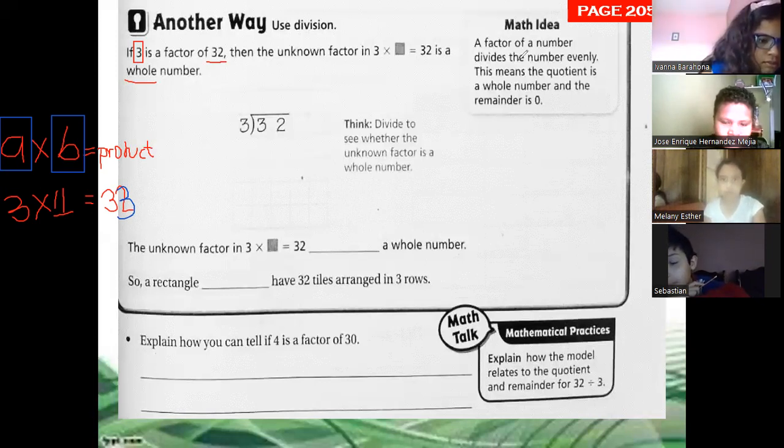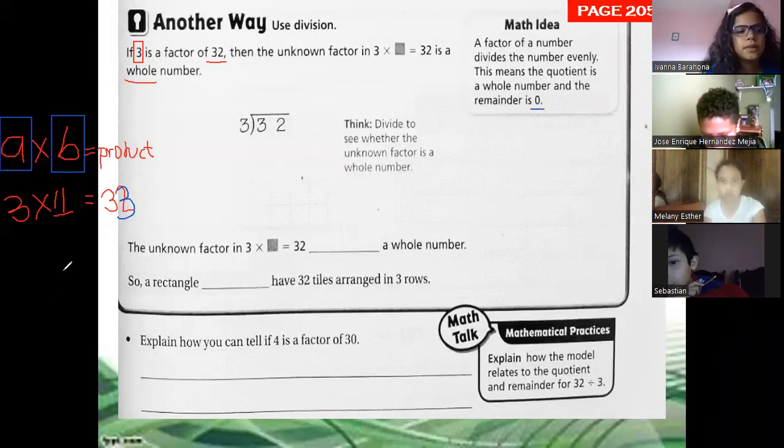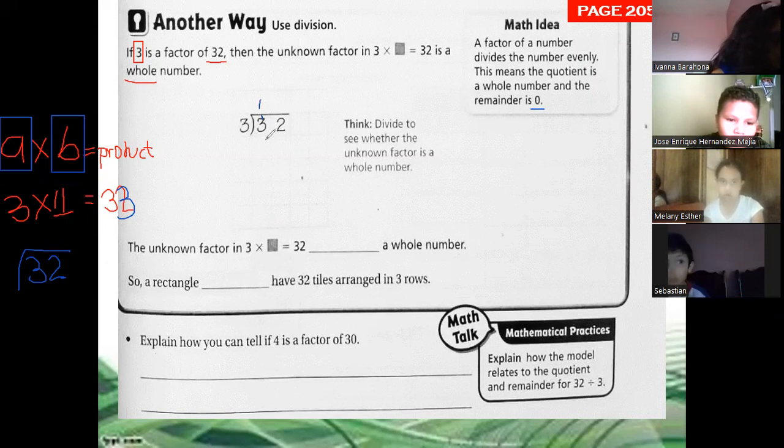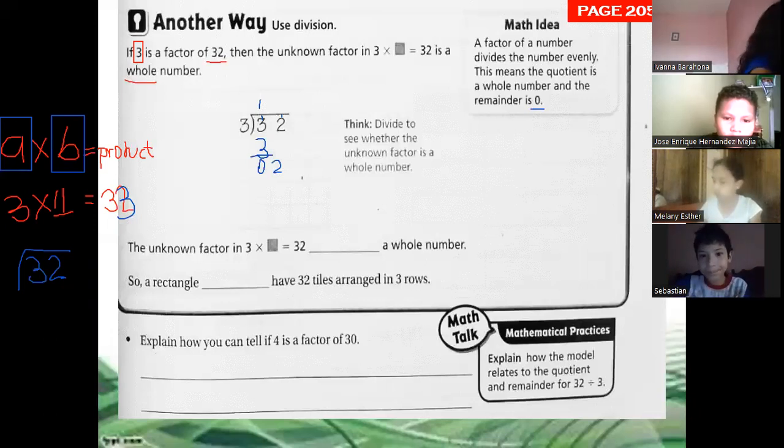A factor of a number divides the number evenly, that is, uniformly, there are no leftovers. Okay, this means the quotient is a whole number and the remainder is 0. But in this case, we have 32 divided by 3. Okay, so we work with the first digit. 3 times 1, 3. 3 minus 3, 0. Next number, 2. Can I divide 2 by 3? Sebastian, pay attention. Can I divide 2 by 3? Yes.